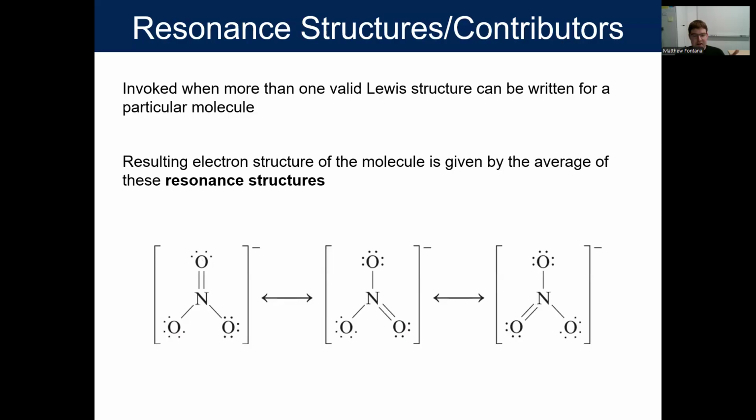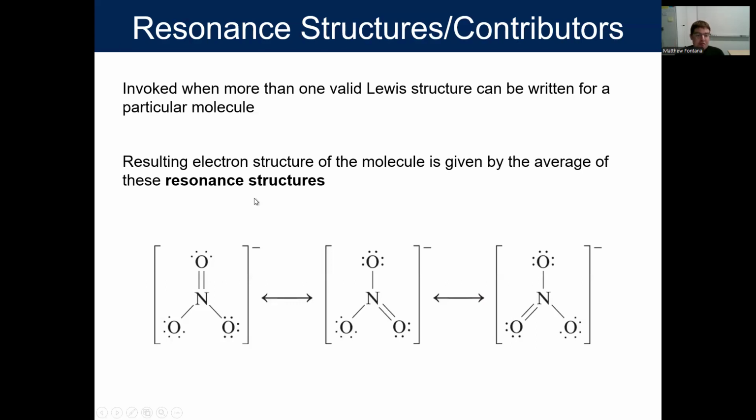And so the question here is, well, which one is correct? And the correct answer is that the true molecule actually does not exist as any one of these three, but it's going to be a sort of average of those three put together. So, in that sense, the true structure is what's called a resonance hybrid.